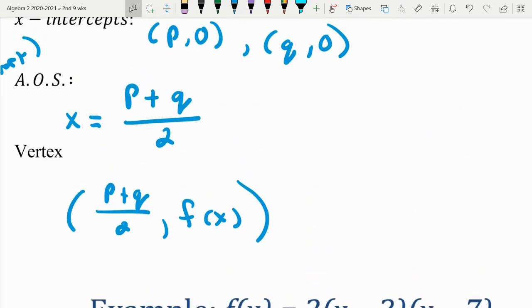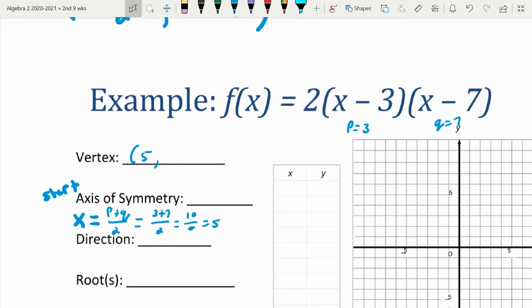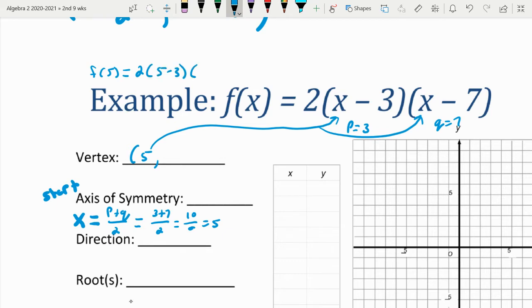That's the p plus q over 2 here. That's how I figure out the x coordinate. Then I'm going to take this 5 and plug it in for the x's in my formula. So f of 5 equals 2 times (5 minus 3) times (5 minus 7). All I do is plug it into the equation where the x is. Now remember, f of x is the same thing as y. When I figure all that out, that's going to tell me my y value.